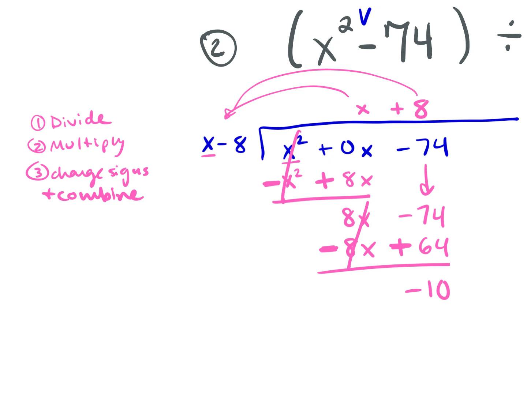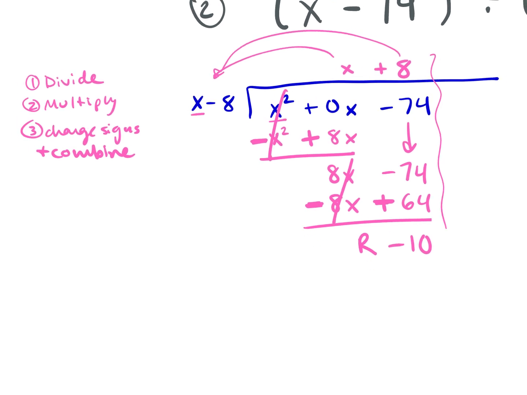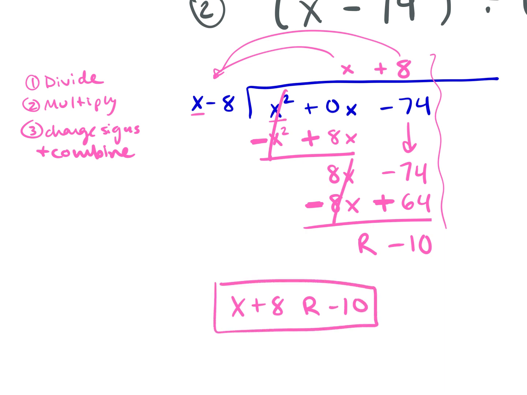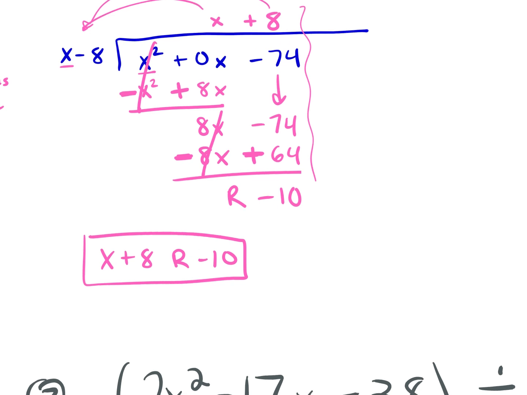Now, I already wrote my constant. So this negative 10, I ran out of terms here. This negative 10 is going to be my remainder. So when you already have your constant there, whatever is left over is your remainder. Now you can write your answer as x plus 8 remainder negative 10. This would work on a test or quiz. This is perfectly fine. You can leave it as the remainder there.